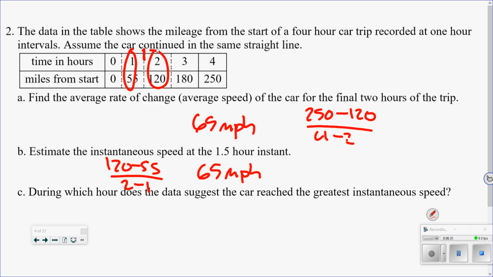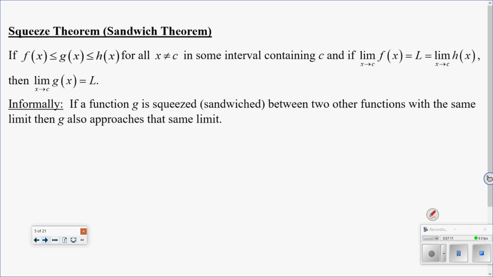C says, during which hour does the data suggest the car reached the greatest instantaneous speed? So it's going up by 1 each time here, right? 1, 1, 1, and 1. So we can really just compare how many miles you went. This was 55, then 65, 60, 70. So that was 70 miles in 1 hour, so we'd say between 3 and 4. Okay. Pretty easy stuff. All right, we're going to move past that, so that's average rate of change.